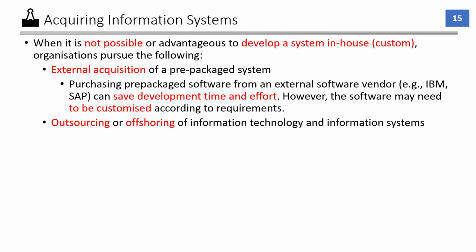Another option is outsourcing or offshoring. This involves hiring external companies, either locally or overseas, to develop, manage, or maintain information systems. Outsourcing allows organizations to focus on their core business activities while specialists handle the IT work.